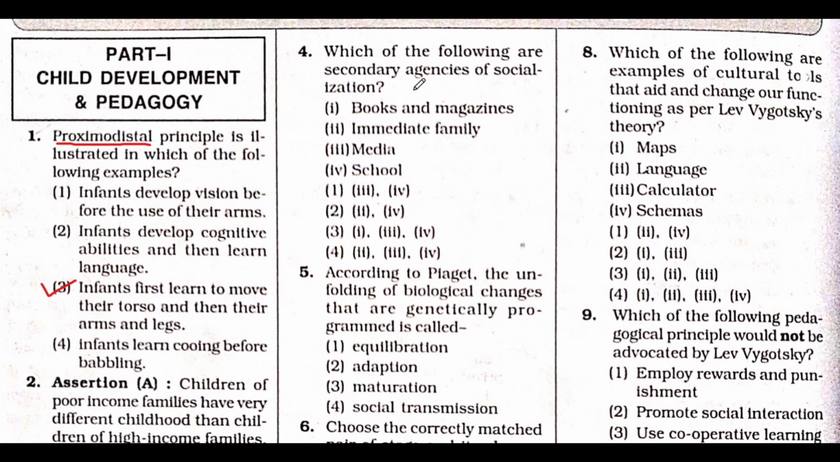So what are your options? So which are the secondary agencies of socialization? So what do you think? Which will be your secondary agency? So let us see the options. So your correct answer here is option number 3. So what are they? They are the books and magazines, media and school. Why not immediate family? Because immediate family is not secondary. All right, immediate family is primary.